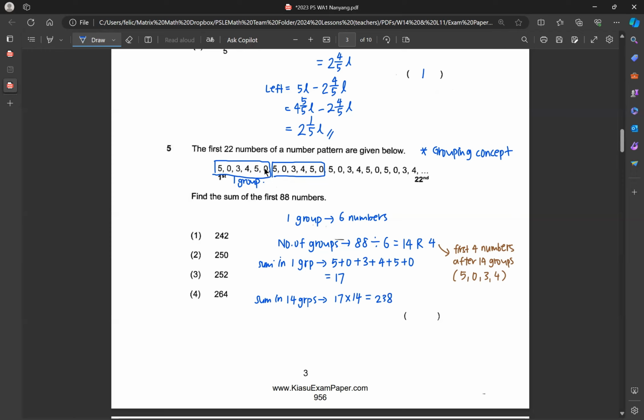All right. Now, but that's not all. Remember, we have the first four numbers to consider that exist after these 14 groups, because these first four numbers still belong to these 88 numbers. They are still inside these 88 numbers. So the first four numbers will be 5, 0, 3, 4. We have to add those in as well. So your 238, you're going to plus 5, plus 0, plus 3, and of course, plus the 4. If you add this together, you will get 250. So this is your answer, option 2.